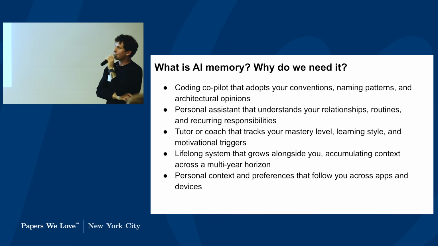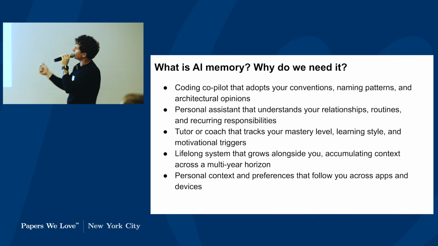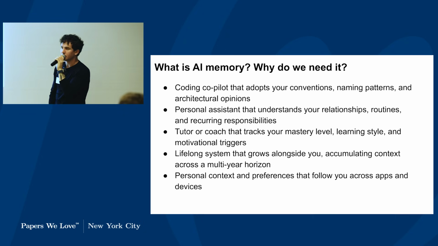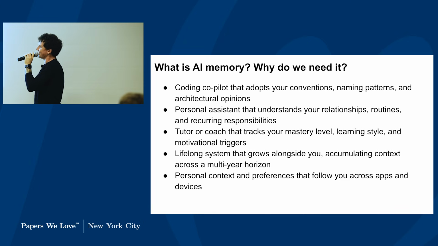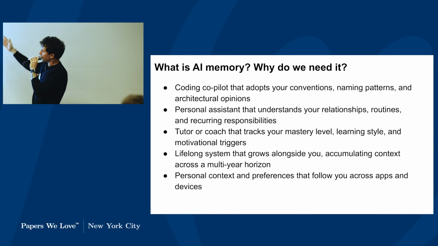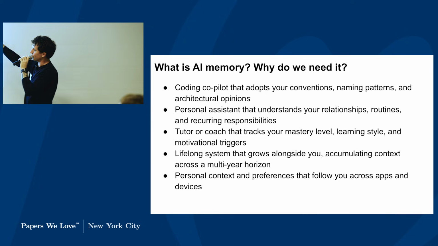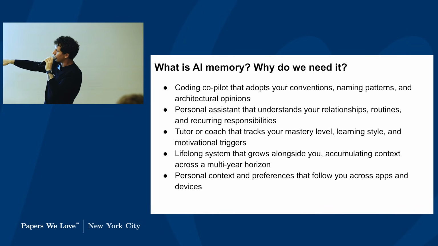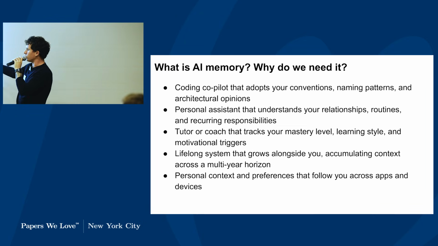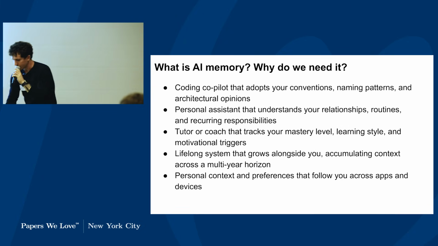So things we can build with AI memory. For all of us who are engineers, a coding copilot that adapts to our conventions, naming patterns, and architectural opinions. I really want this. I don't really have this yet, so I'm excited about that. But a personal assistant that understands us, a tutor that tracks our mastery level, and then some really interesting ones, like a lifelong system that grows alongside you, accumulating context over a multi-year horizon, or personal context and preferences that follow you across apps and devices. So I think in the long term, AI memory presents a lot of really interesting opportunities. And again, a lot of the reason I'm interested in it.